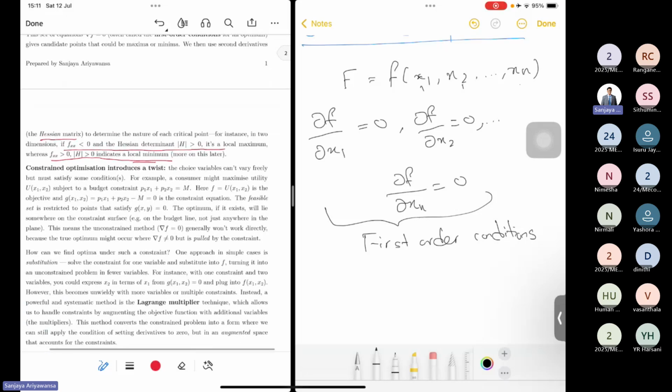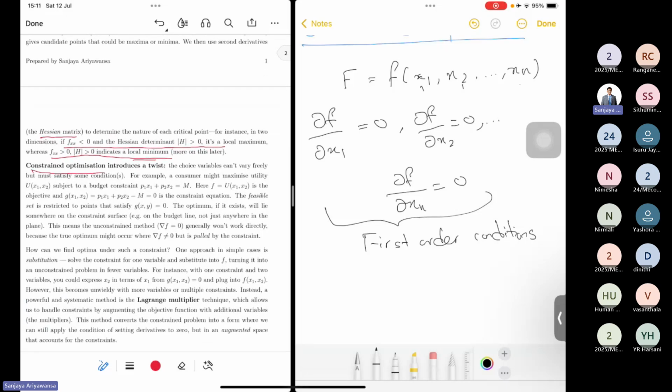But constraint optimization is a little different. Why? Because your choice variables can't vary freely. That's what I'm saying here. You can't vary them freely because they have to satisfy some conditions. And that's what is key here. So, for example, let's take away these lines.